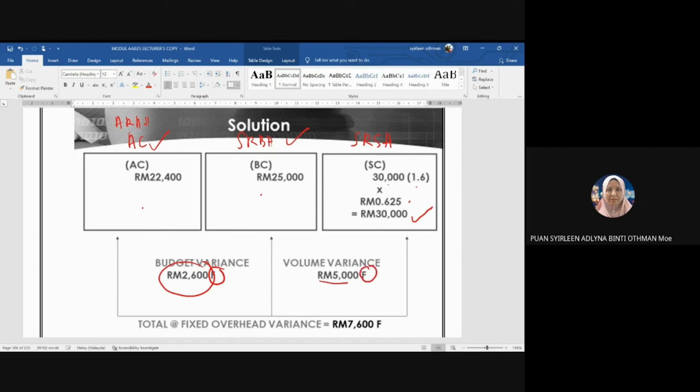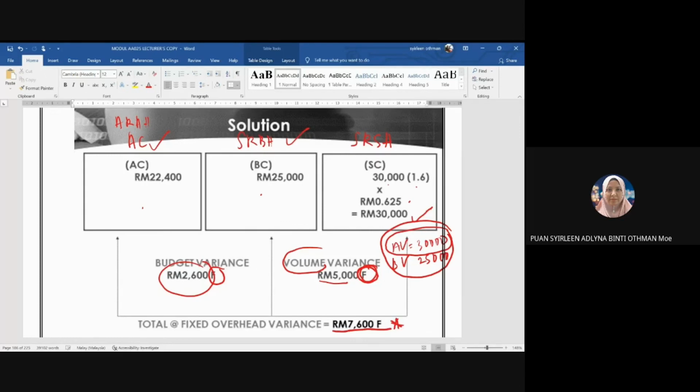Why F? Because the actual production, actual volume is 30,000. Okay, budgeted volume is 25,000. So I managed to produce more than what I needed to produce within the same time frame, within the same budget given. So I am efficient. So my answer should be favorable. To see the volume variance, you don't need to compare cost. You look at it from outside, where you compare the production volume. So I'll get my total fixed overhead variance. The amount is 7,600.